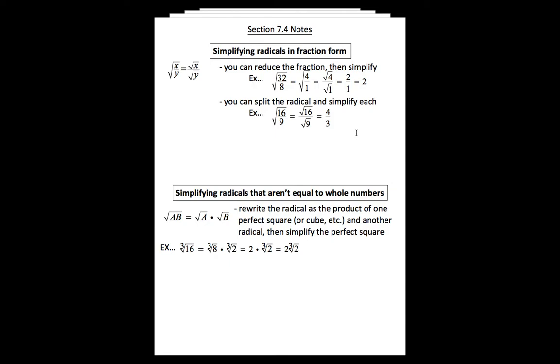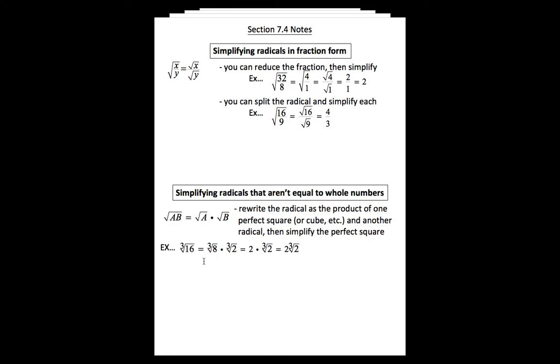Another key reminder about simplifying radicals, specifically those that are not equivalent to whole numbers, like the square root of 16 or the square root of 9, were radicals that were equal to whole numbers. But if you have a different radical, you can simplify or rewrite that radical in its simplest form by writing your radical as the product of one perfect square or cube, if you're dealing with cube roots, and some other radical, so that when you multiply the radicands together, you get the same product as your original radicand.